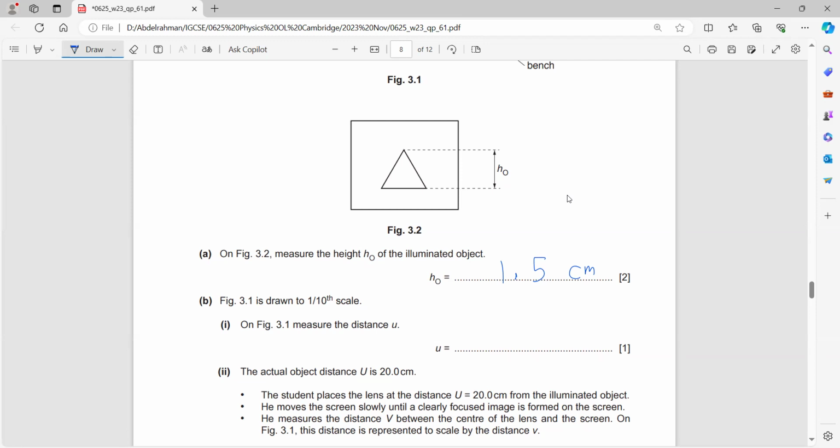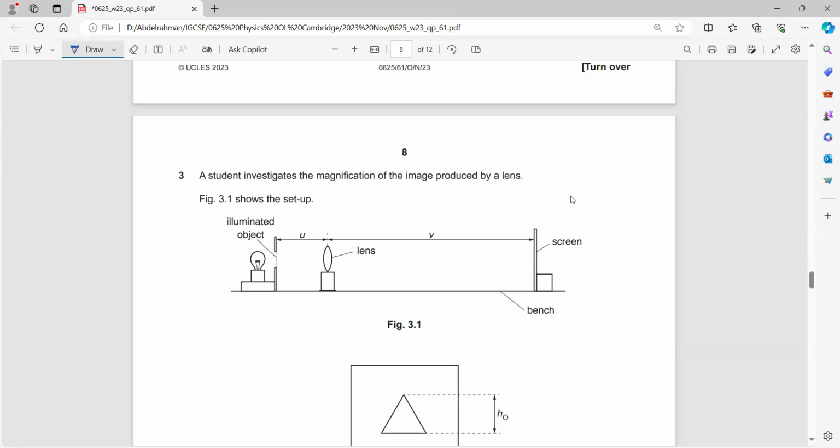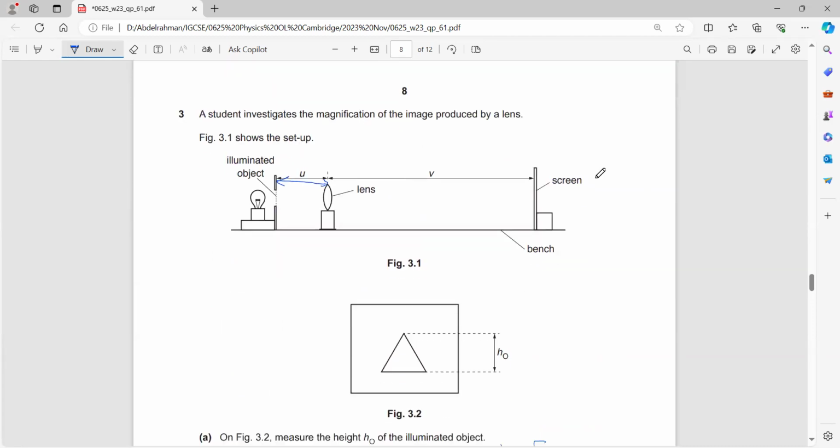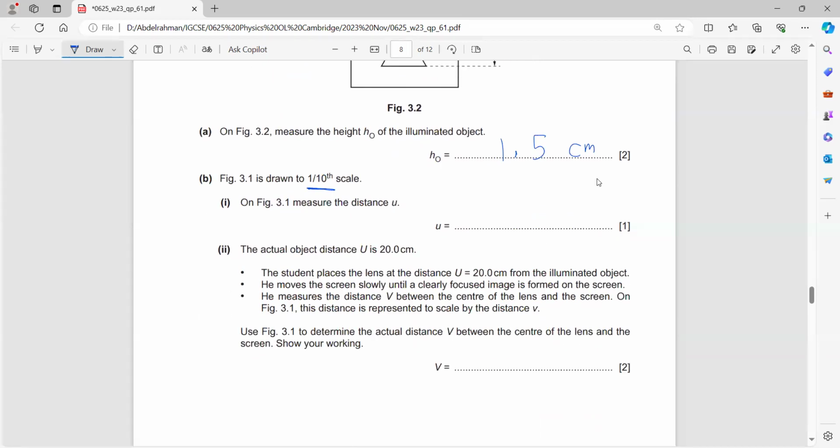Figure 3.1 is drawn to 1/10 scale. On figure 3.1, measure the distance u. Can I measure the distance u? Yes, definitely. Again, when you are measuring this distance, it would probably be less than the actual length. The actual length was 2.0 centimeters. If you measure it and find it to be, for example, 1.9, that's okay.